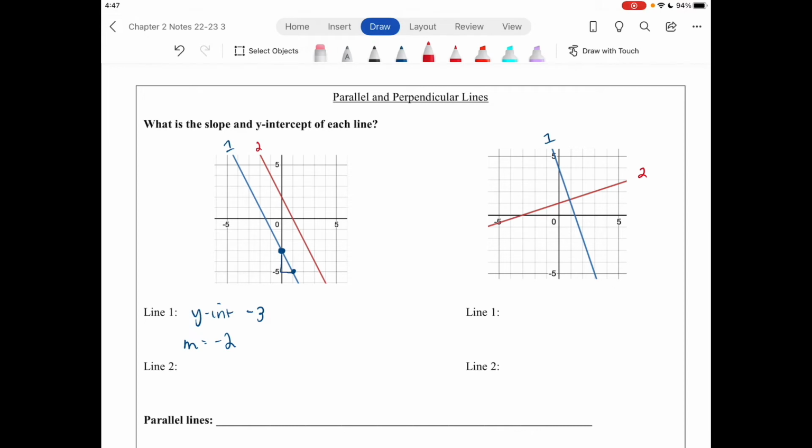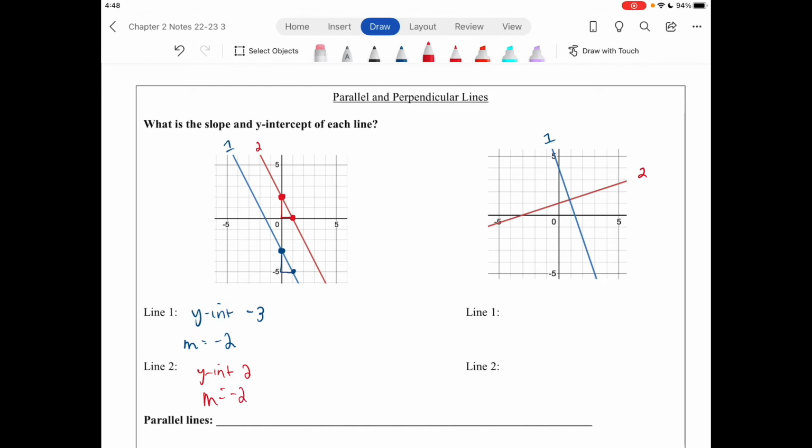For the second line, our y-intercept is up at +2. And the slope looks like we use this x-intercept as well. We're going to be going down 2 and over 1. So the slope is -2.